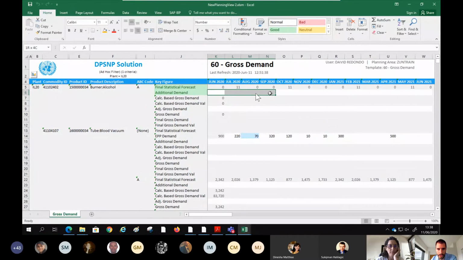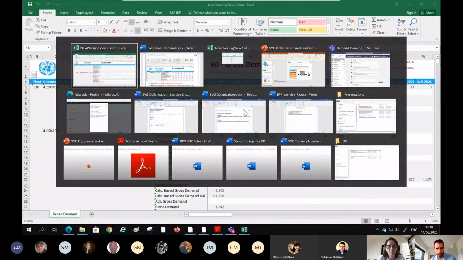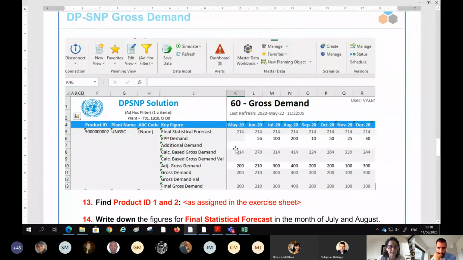Okay, so it's not a general additional demand for the full gross demand. We are always talking about a particular product line. Okay, excellent. So you see here the product ID. We are only modifying the additional demand of this product ID.